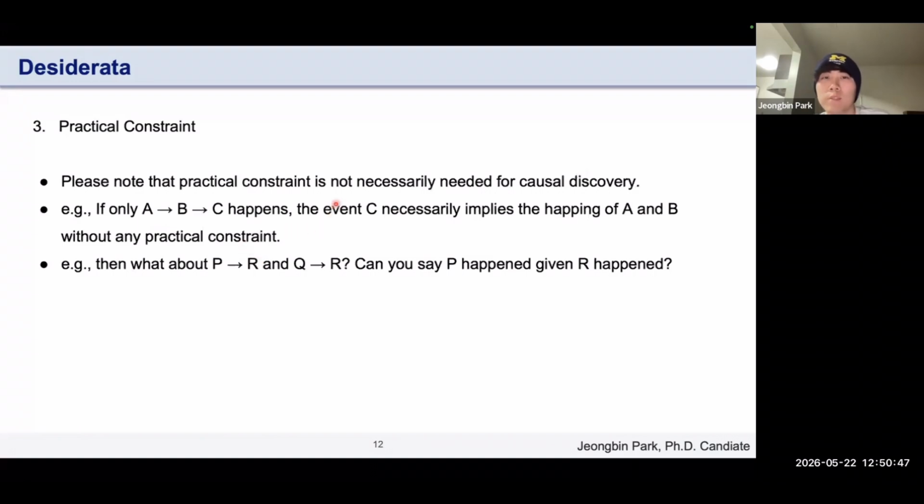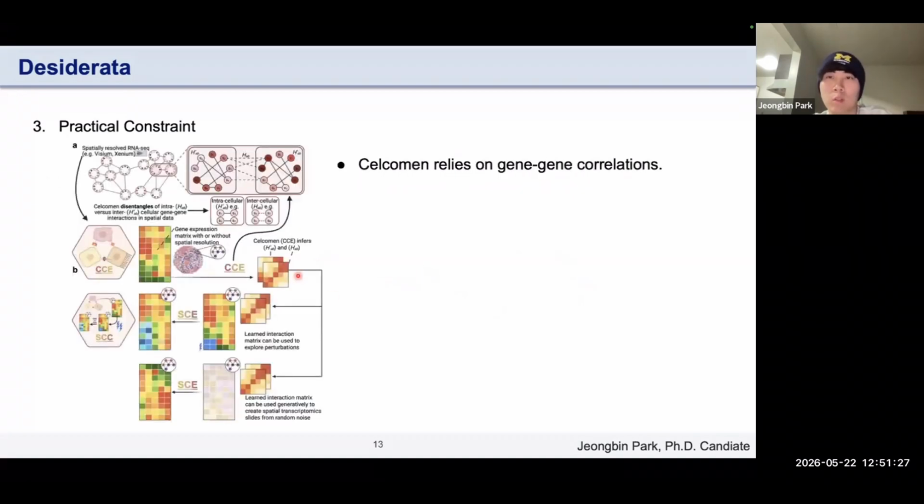Please note that the practical constraint is not necessarily needed for causal discovery. For example, if there is only a case of A to B to C, then the occurrence of event C necessarily implies the happening of A and B without any practical constraint. But then what about P to R and Q to R? In such a case, the happening of R doesn't have any information about the occurrence of P. So it's very case specific, as I mentioned earlier, for the weighing case, right? So it's very complicated. So this is the current level of causal inference.